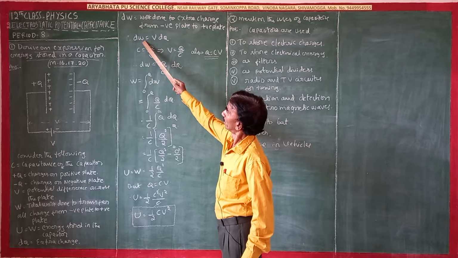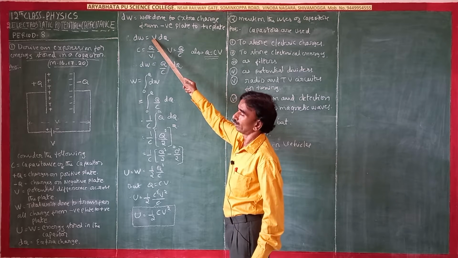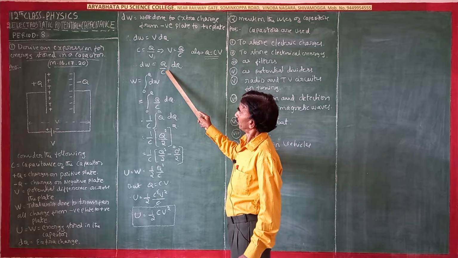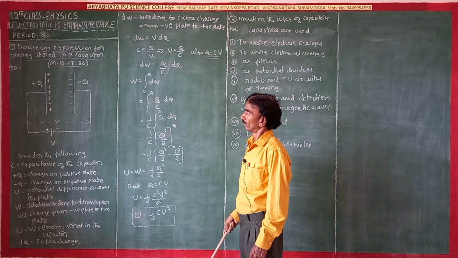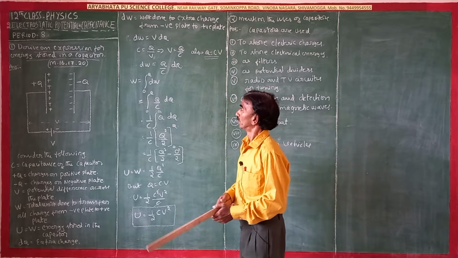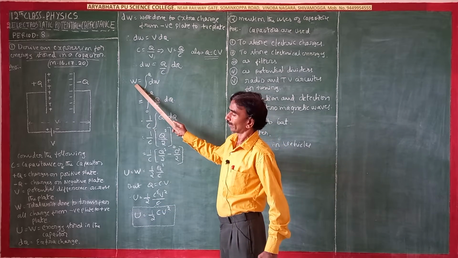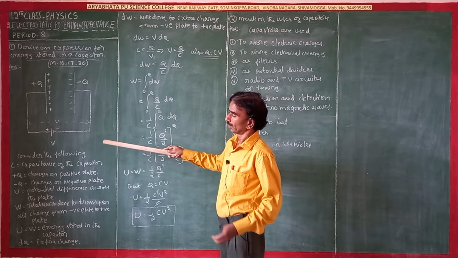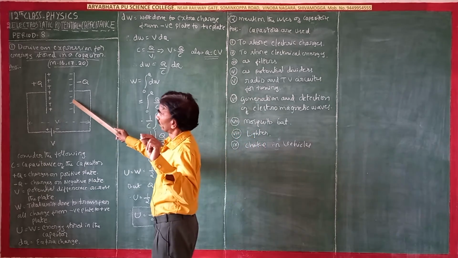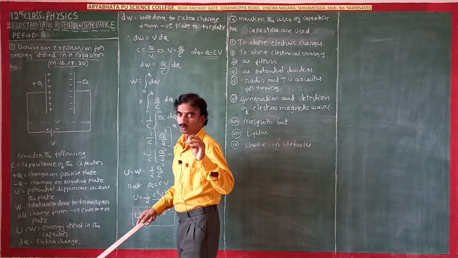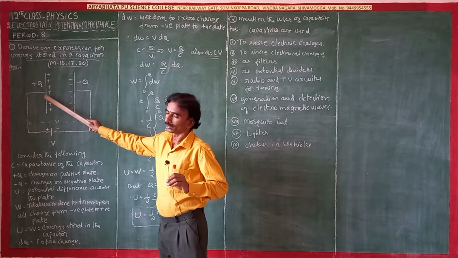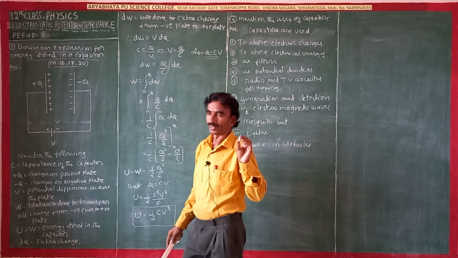For dW, we have to know V, which is Q by C. Put this Q by C into this equation, and we get dW is equal to Q by C into dq. And the total work is W. This dq is only a small charge brought from this point to this. We have to bring all these charges from the negative plate to the positive plate. That is the total work done, W.